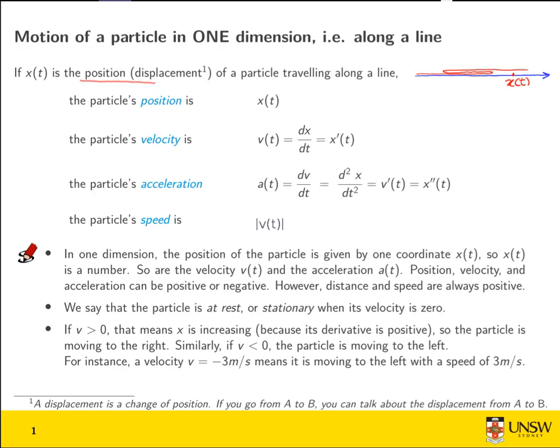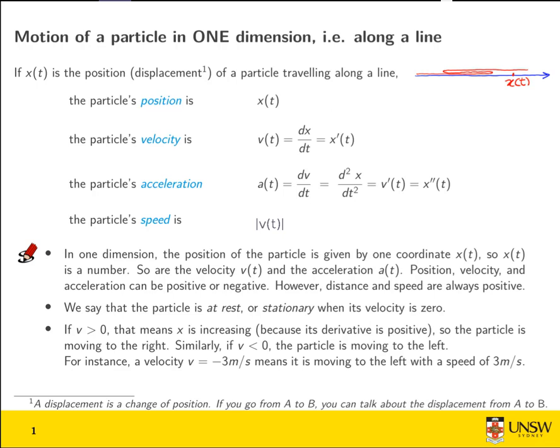Sometimes you'll hear people use displacement instead of position, but really what we're looking at here is position, because displacement is when there's a change in position. If you go from one point to another one, there's a displacement from the first point to the second point. And here we're not looking at that, we just want to know where the particle is. So x of t is our position.